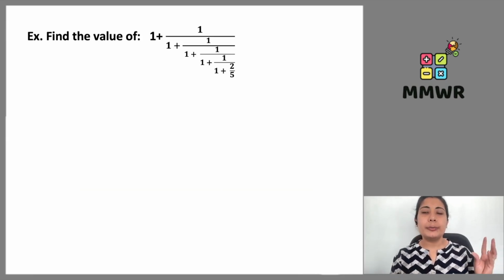So here the continued fraction is given to us. Find the value of 1 plus 1 upon 1 plus 1 upon 1 plus 1 upon 1 plus 1 upon 1 plus 2 upon 5.